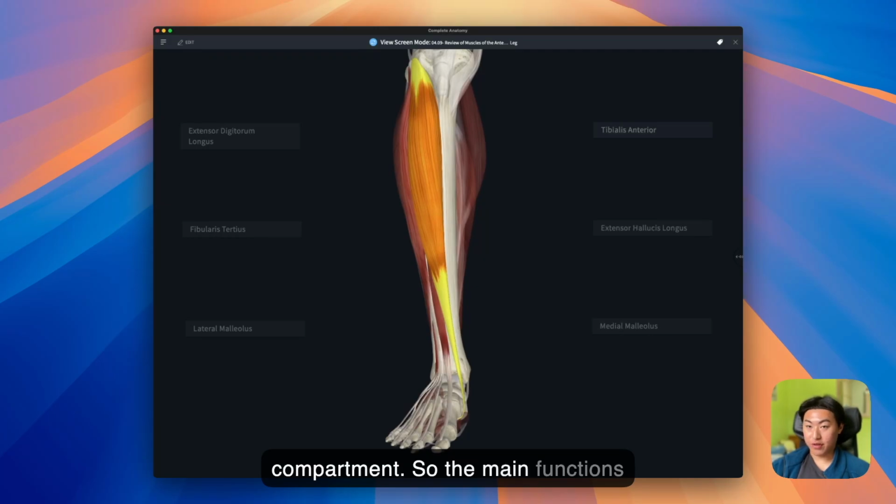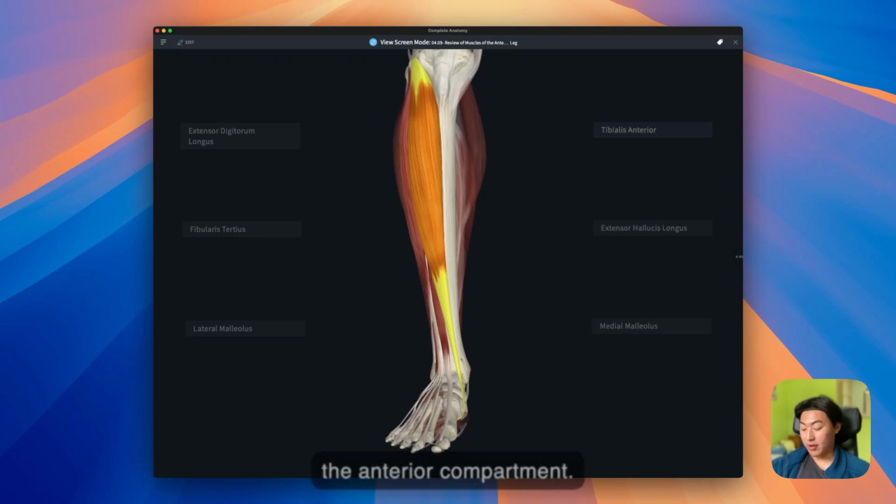So the main functions of the lower leg are to move the foot. The first main function would be dorsiflexion, which is done by the anterior compartment. Dorsiflexion is lifting the foot up, and the opposite, plantar flexion, is moving the ankle down. Plantar flexion would be done by the posterior compartment.